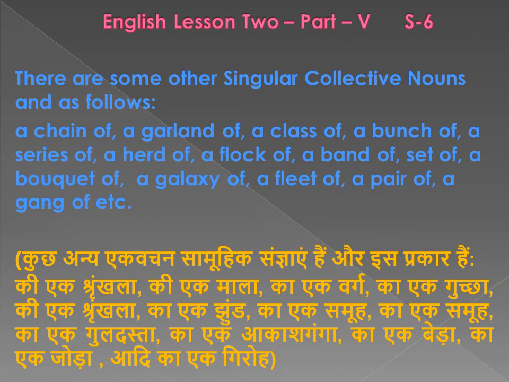English lesson 2 part 5. Slide 6. There are some other singular collective nouns and they are as follows: a chain of, a garland of, a class of, a bunch of, a series of, a herd of, a flock of, a band of, a set of, a bouquet of, a galaxy of, a fleet of, a pair of, a gang of, etc. For all these details, I have also given Hindi translations for these sentences. So please go through this. You will be able to understand them very easily. So we move to our next slide, slide number 7.